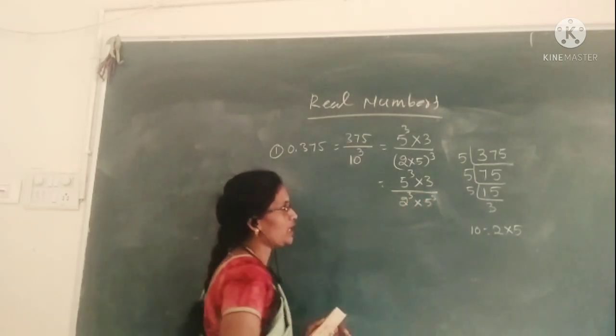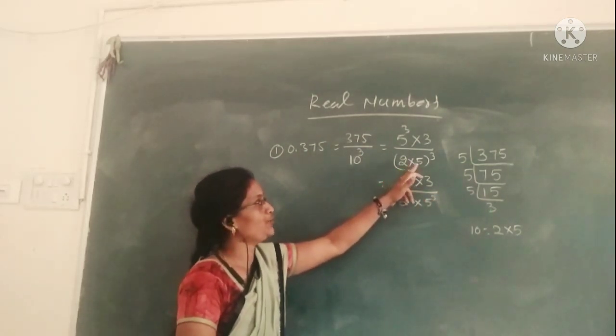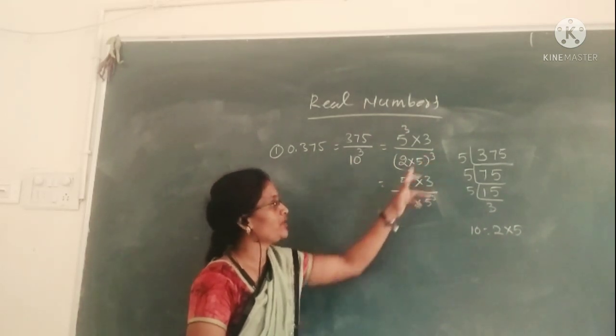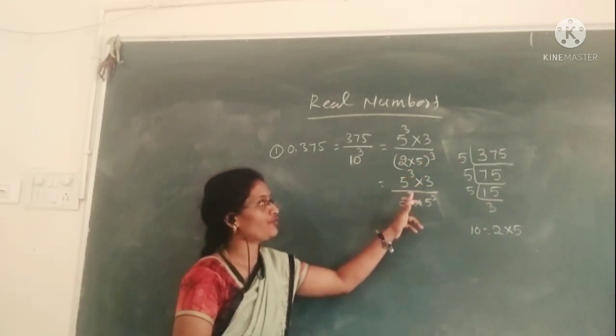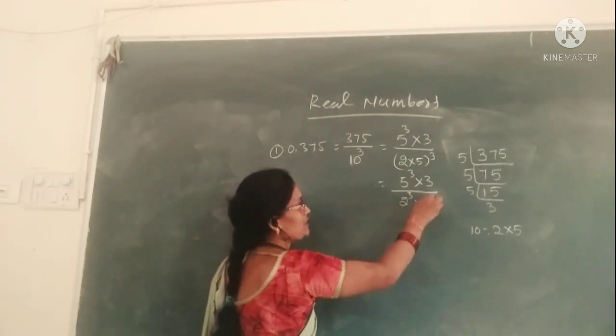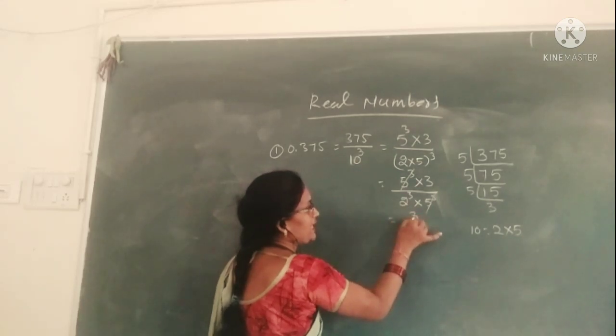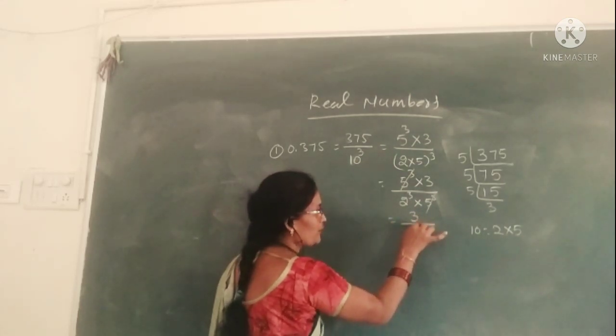Then we use the law of exponents: a into b whole to the power of m is a to the power of m into b to the power of m. Then we cancel 5 to the power of 3 in numerator and denominator, and we write 3 by 2 to the power of 3.